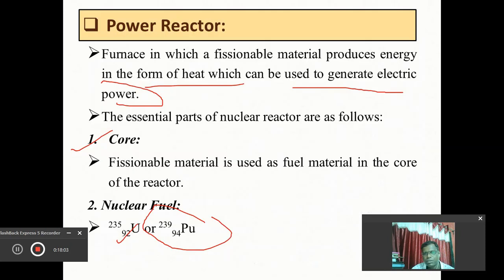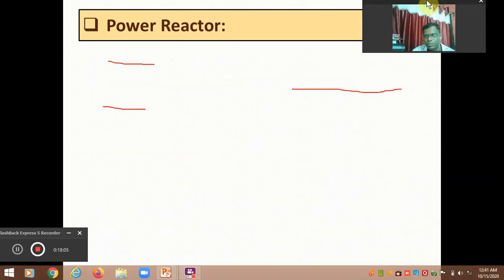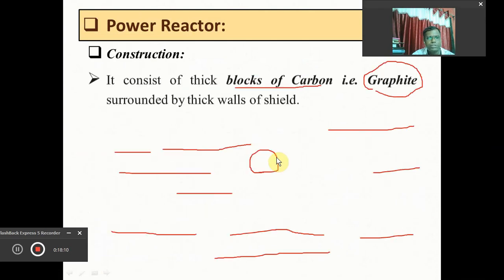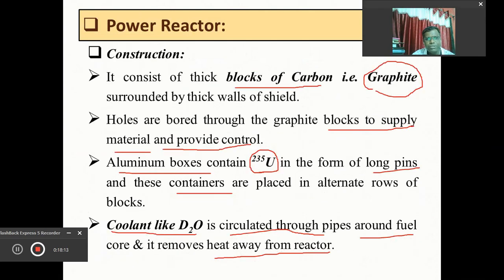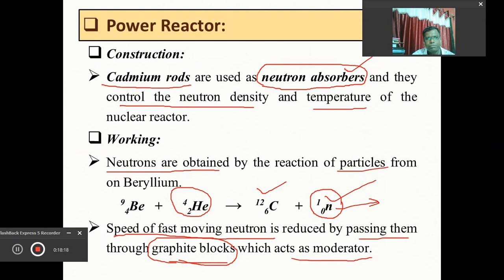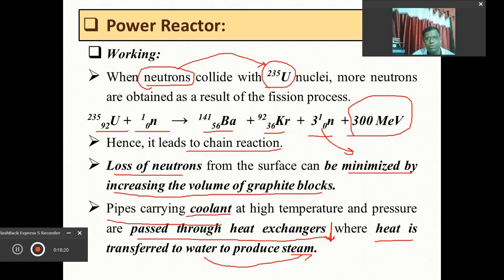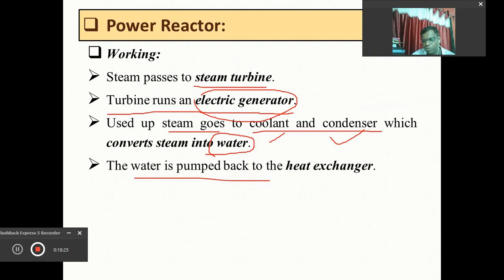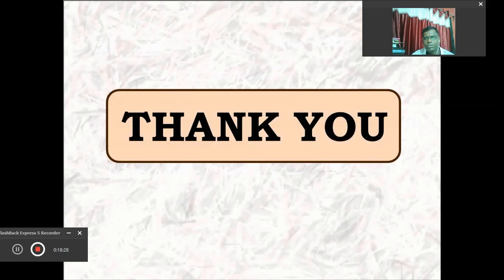I hope you understand this very well, the construction and the working of this power reactor, which is very simple, and which is used to convert nuclear energy into electrical power through the formation of steam. So dear friends, I hope you understood very well about the power reactor, its various components, the construction, and most important, the working of this power reactor.